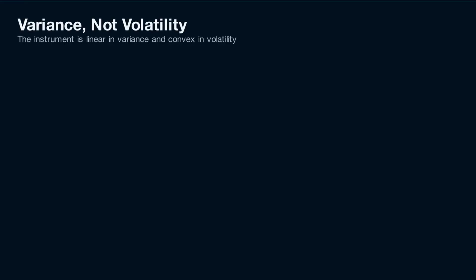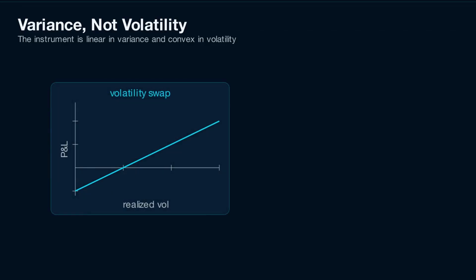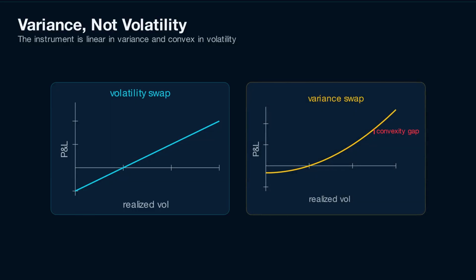A volatility swap pays the difference between realized volatility and a strike. It is clean, intuitive, and linear in volatility. A variance swap pays variance notional times realized variance minus strike variance. The payoff is linear in variance, but convex in volatility. This convexity is not incidental. It is the reason variance swaps dominate in practice over volatility swaps.